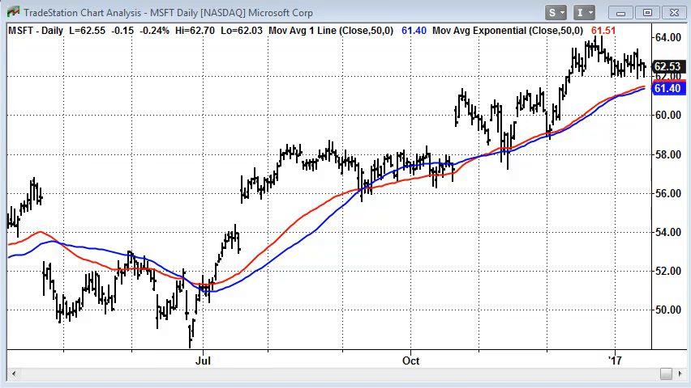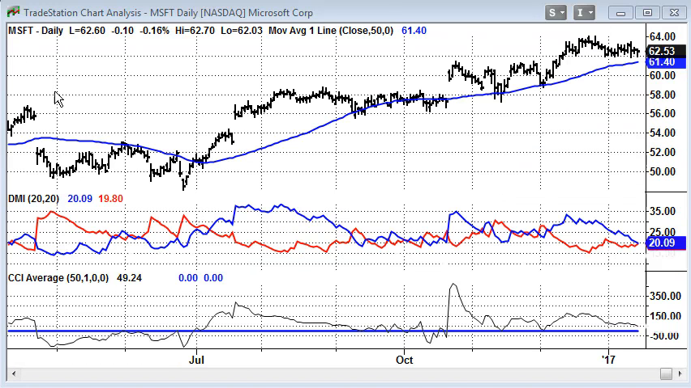Let's take a look at this. Now we're looking at Microsoft again with the 50-period simple moving average, and take a look at the two indicators. One is the DMI, Directional Movement Index.